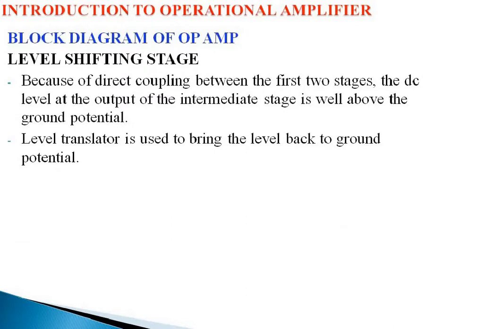The need of level shifting stage is that the first differential amplifier output is directly coupled to the next stage. So there will be some DC component in the amplified output. That is, it will be above the ground level. So after the amplification, this amplified output has to come back to the ground level. For that we are using this level shifting stage, that is, in order to remove the DC components. So a level translator is used to bring the level back to ground potential.